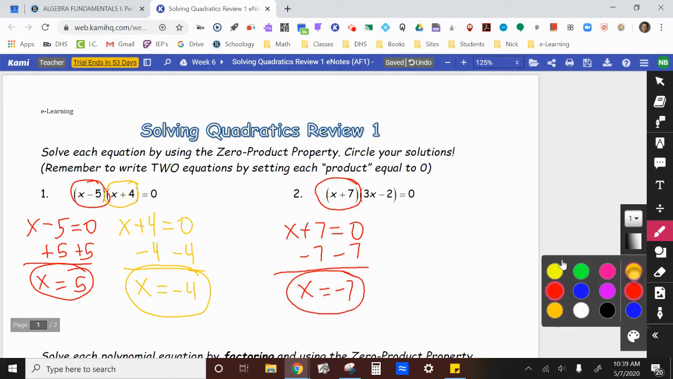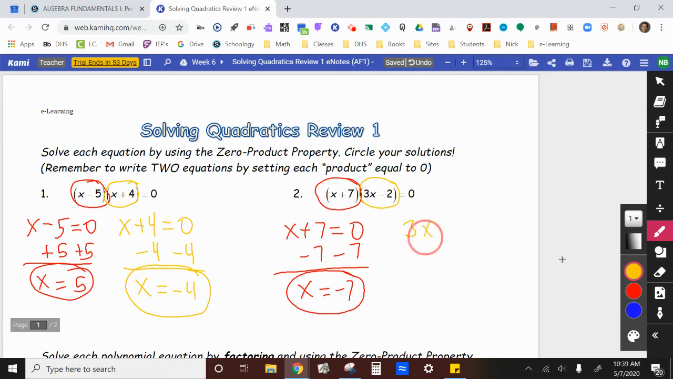I'm going to do the same thing to my second product. 3x minus 2 is also equal to 0, because the zero product property tells me I can do this, because one of these products has to equal 0.